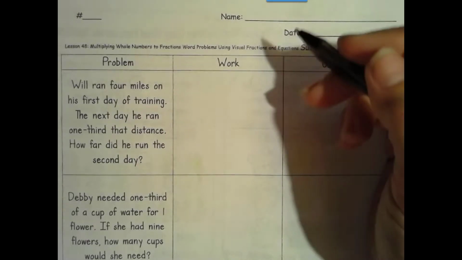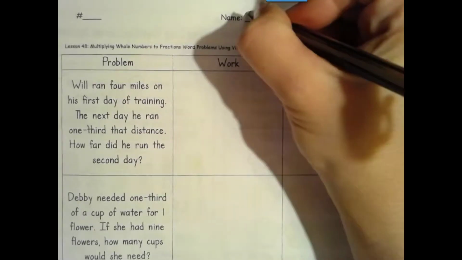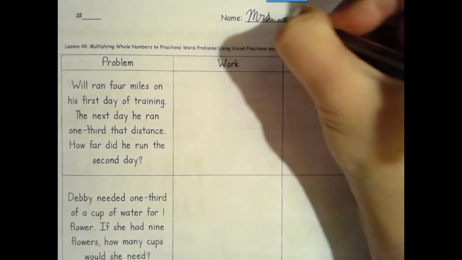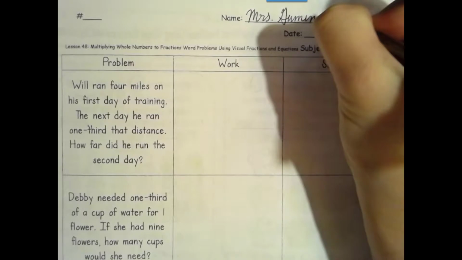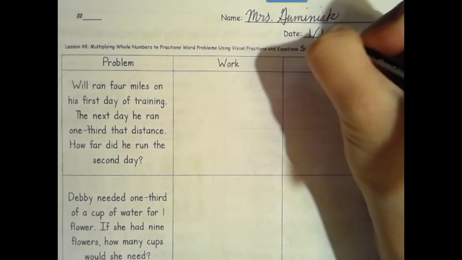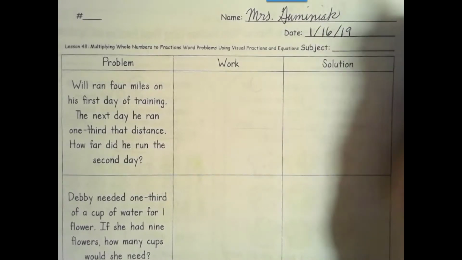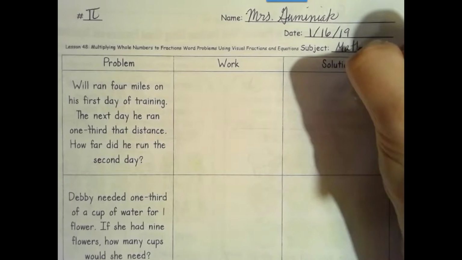All right, now on to part 2 of lesson 48. Make sure you put your heading on, your name, number, date, first and last in cursive. Remember to write the date you're working on these notes, not necessarily the date I am writing. And our subject is math.